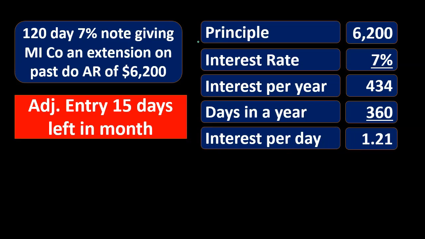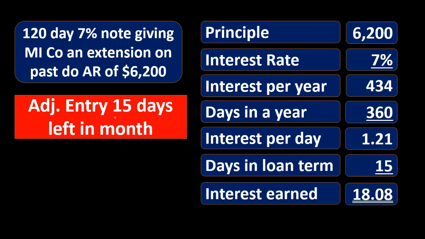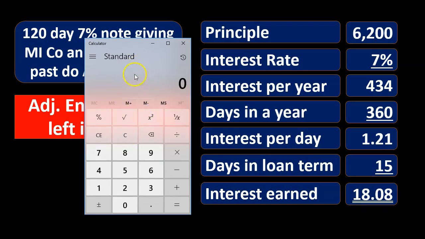And now we just need to multiply times the number of days. This is where we differ. Rather than having 120 days, we're just going to multiply times the 15 days that have passed for this current month that we're in. So 15 days, which will give us $18.08. And we're going to round it to $18.